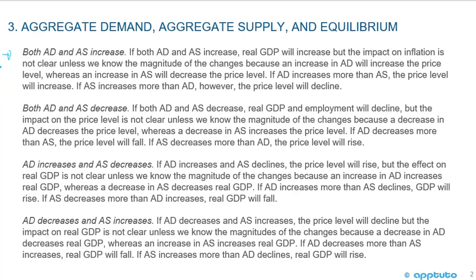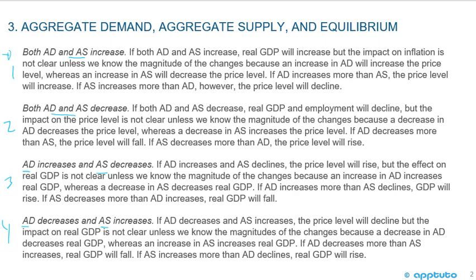So there's four scenarios. Let's look at it first. Both aggregate demand and aggregate supply increase. Both aggregate demand and aggregate supply decrease. Aggregate demand increases and aggregate supply decreases. Or aggregate demand decreases and aggregate supply increases. So those are the four cases that we need to look at, okay?